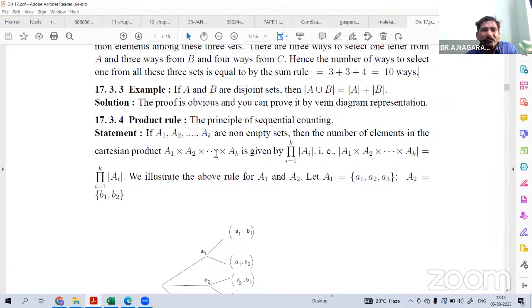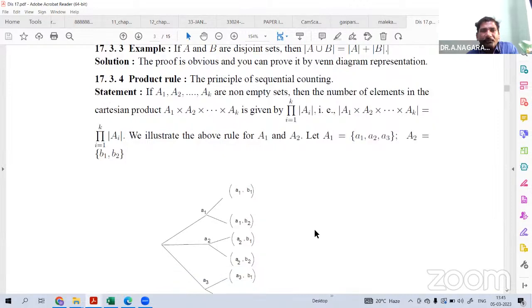Now coming to example 3.3: for any 2 disjoint sets, |A union B| equals |A| plus |B|. We can prove this with a diagrammatic representation. Disjoint events means 2 different sets of elements: this is one set, this is another set, and no elements are common. This set has a certain number of elements, and that number is called |A|. B has a certain number of elements, that is |B|. |A| and |B| represent the counting of the elements, and we can just add them. That gives |A union B|.